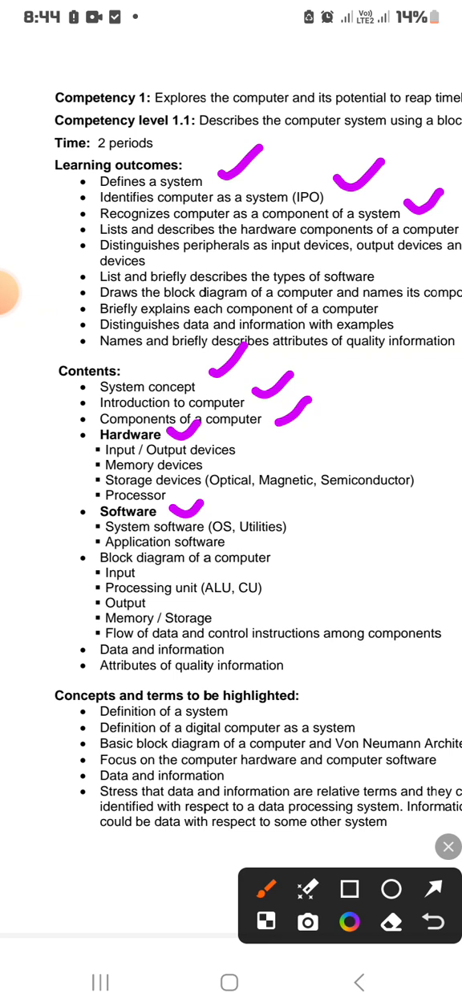What can we say about input devices? Data and instructions are fed to the computer system using input devices. Without a keyboard, we can't enter our data to the computer. We can't feed our data to the computer. Without a mouse, it cannot be operated. So these are input devices. Data and instructions are fed to the computer system using input devices. What is the use of an input device? Data and instructions are fed to the computer using input devices.